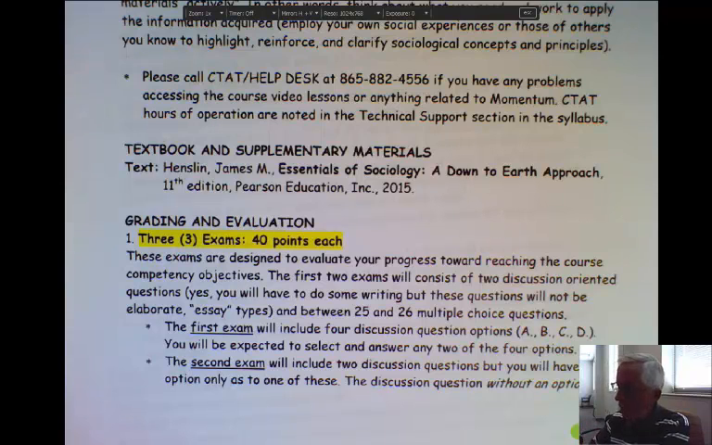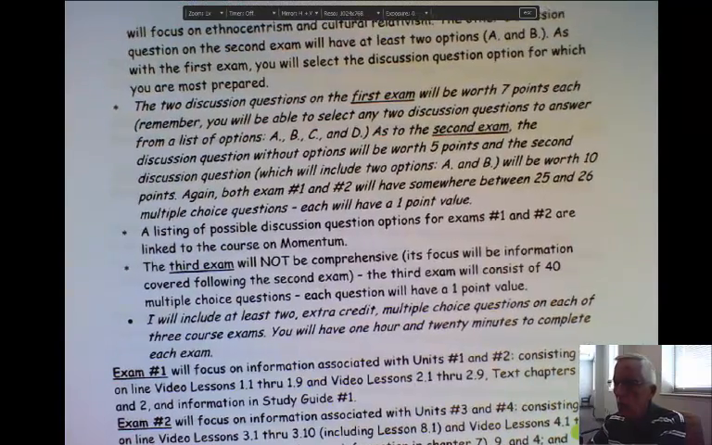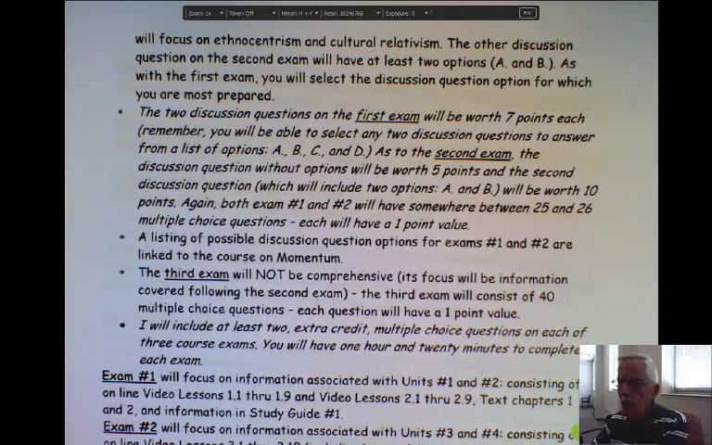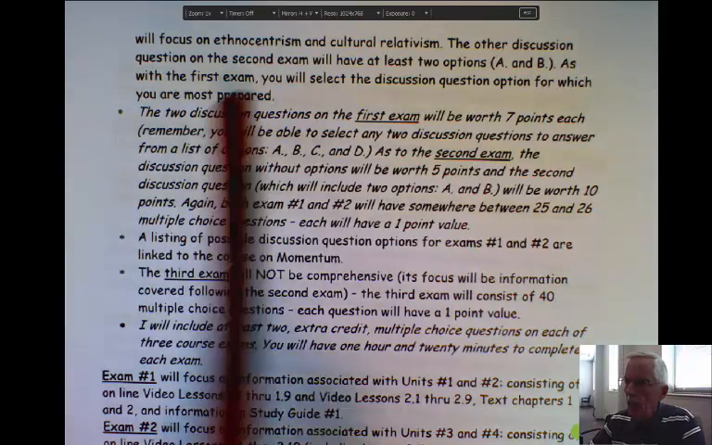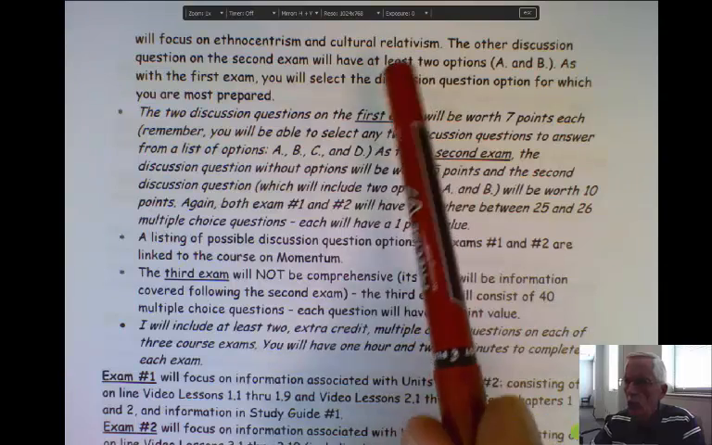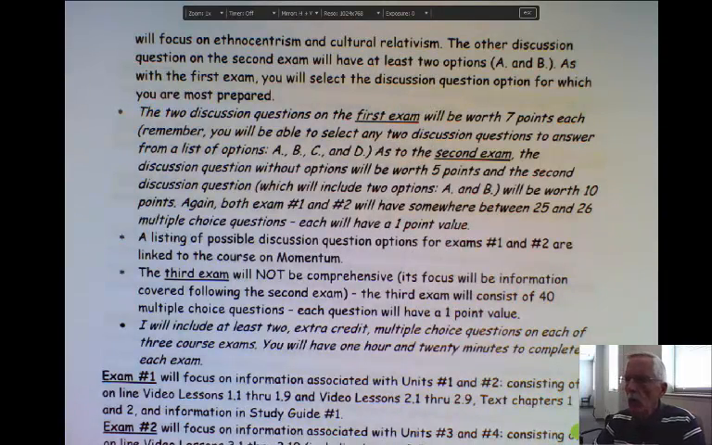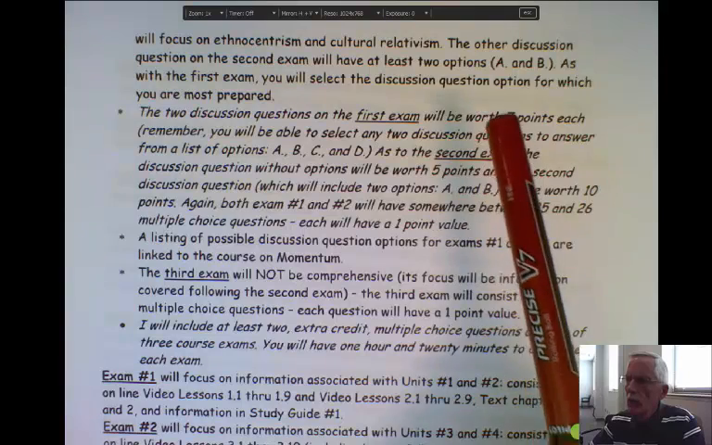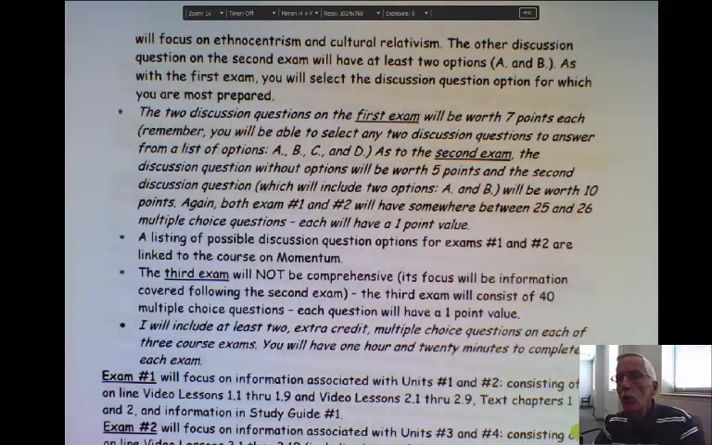Now, the second exam, as I've explained again down at the bottom of the 6th page, and then if you continue on over the top of the 7th page, one discussion question, you won't have an option. It's going to deal with 2 very, very important concepts, ethnocentrism and cultural relativism. The other discussion question will have at least 2 options, A and B. You'll pick the one you feel best qualified to answer.